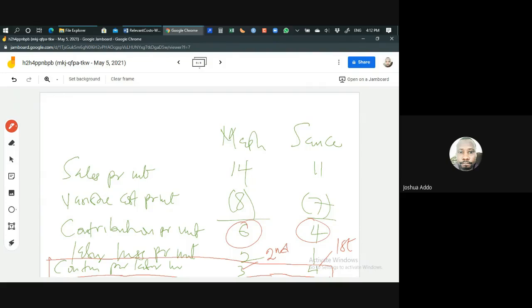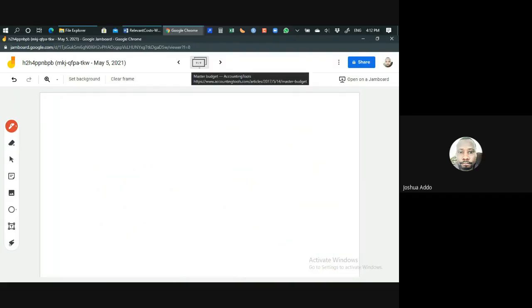All right, so this is the way you calculate the contribution per the limiting factor, and then based on the values involved, you rank. And this informs your production plan. So now let's go and do the production plan. We can do a simple table that looks like this.